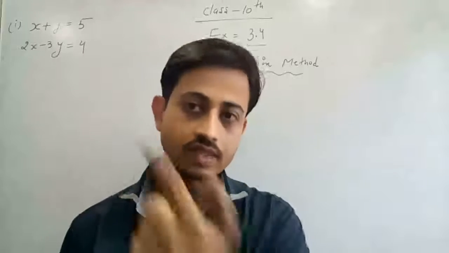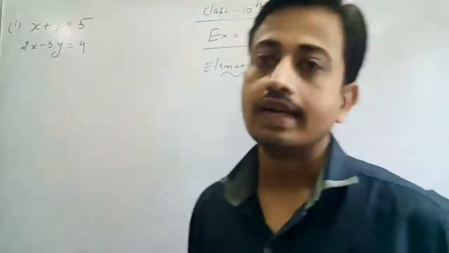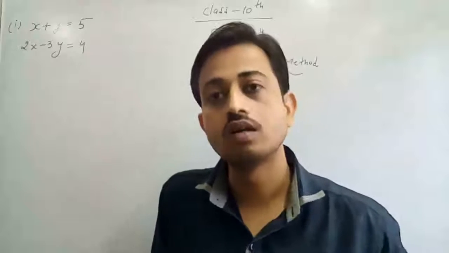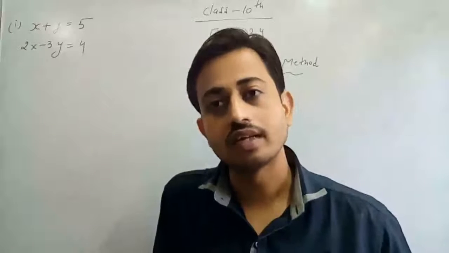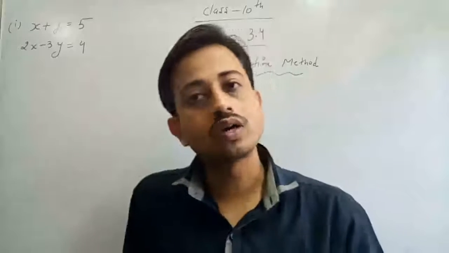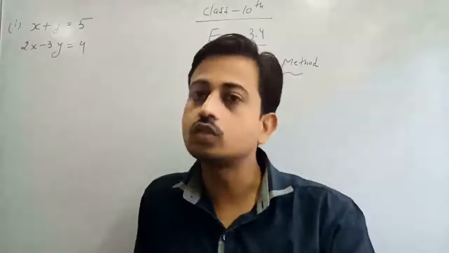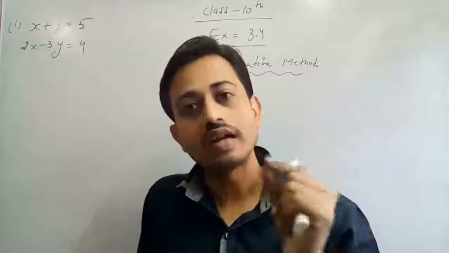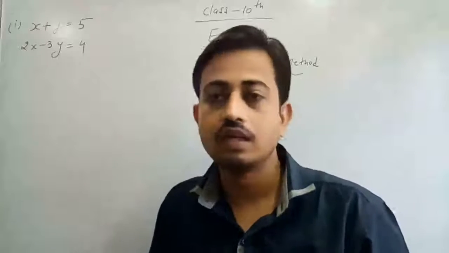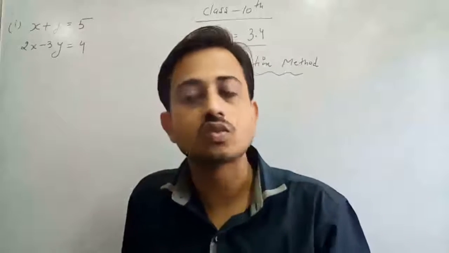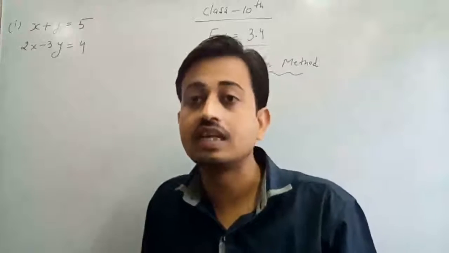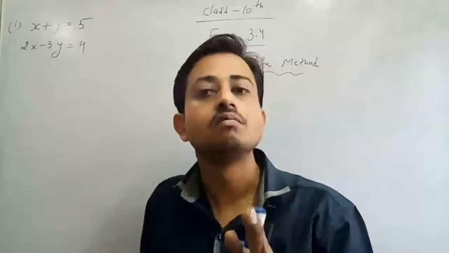Please look at question number 1. x plus y is equal to 5, 2x minus 3y is equal to 4. In this we have two variables, x and y. Either we can eliminate variable x or we can eliminate variable y. It's your choice. We have to eliminate one variable and get an equation in terms of the other variable, which can be easily solved to get the value of the variable. It's easy as compared to your substitution method.